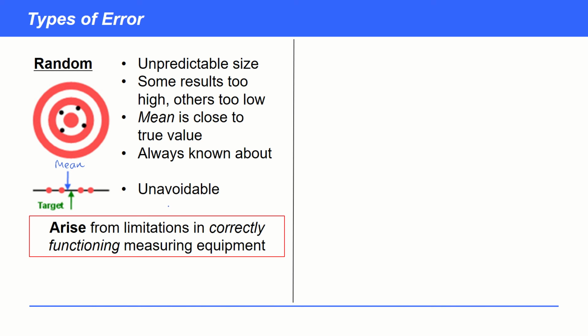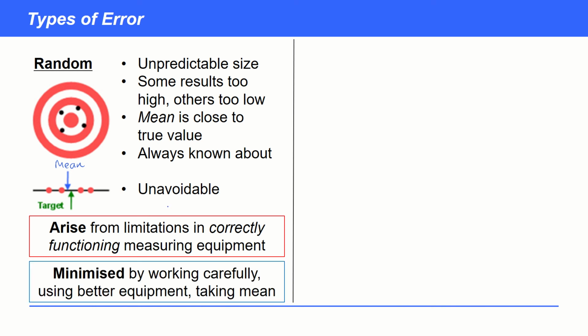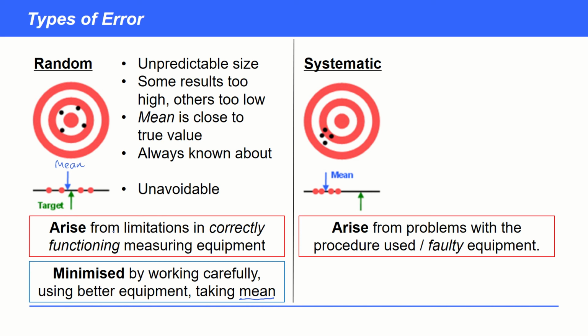So in our experiment, we want to try to minimize random errors. And the way we're going to do that is by working carefully, using better equipment, because that's going to have a smaller size of random error, and also taking the mean, which we've seen here, actually gets us closer to the true value. Now, much more serious is so-called systematic errors.